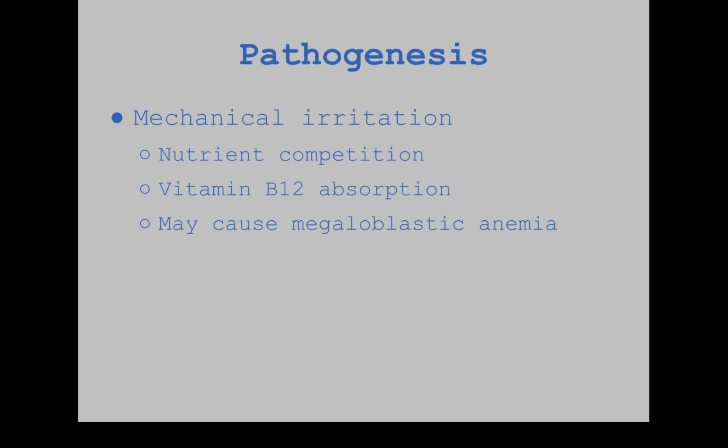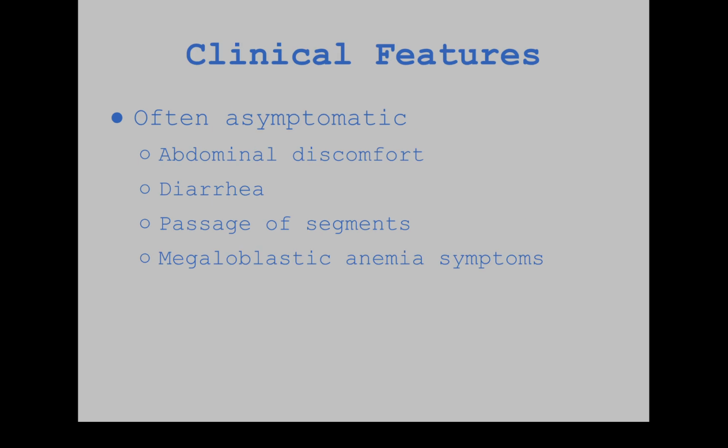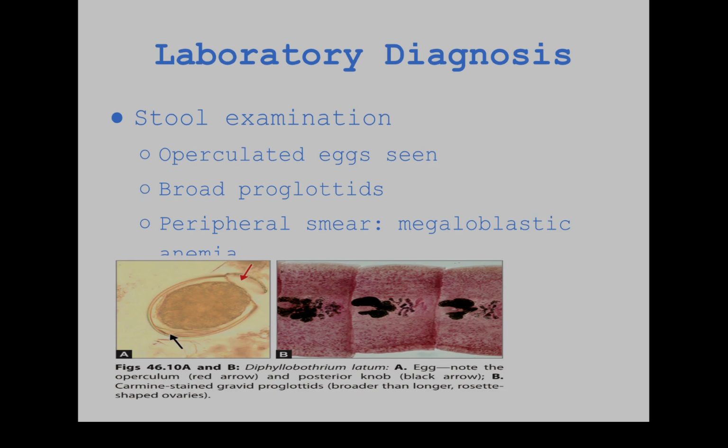The pathogenesis is that it causes mechanical irritation of the small intestine and nutrient competition. It mainly affects vitamin B12 absorption and causes megaloblastic anemia. The clinical features: most people are asymptomatic, and some get abdominal discomfort, diarrhea, and passage of segments or proglottids of the adult worm, and then symptoms of megaloblastic anemia are seen. The laboratory diagnosis includes stool examination.